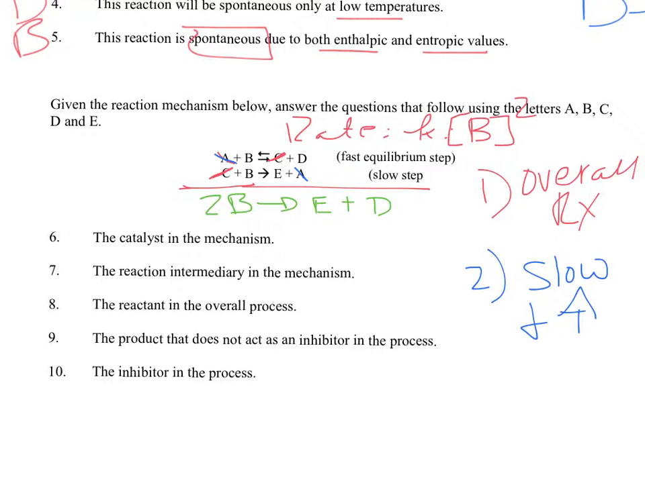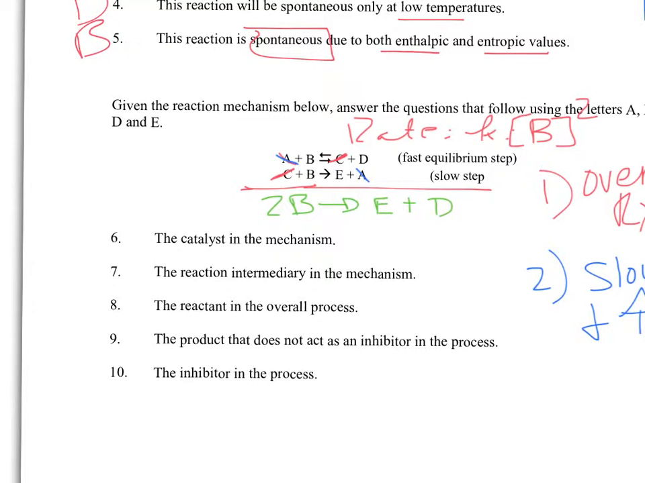Remember? Okay. Blank is the catalyst. Now, what do we know about a catalyst? It's a reactant, and it goes to a product. So it is A. Very good. The reaction intermediate: wouldn't that be C? Remember, an intermediate goes from product to reactant. So that is C. The reactant in the overall process. That is B.